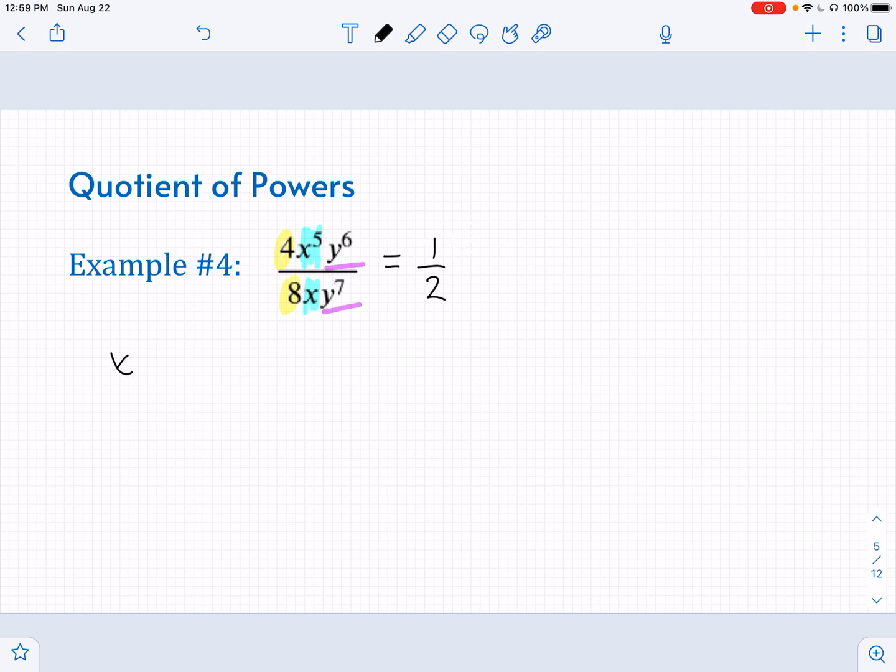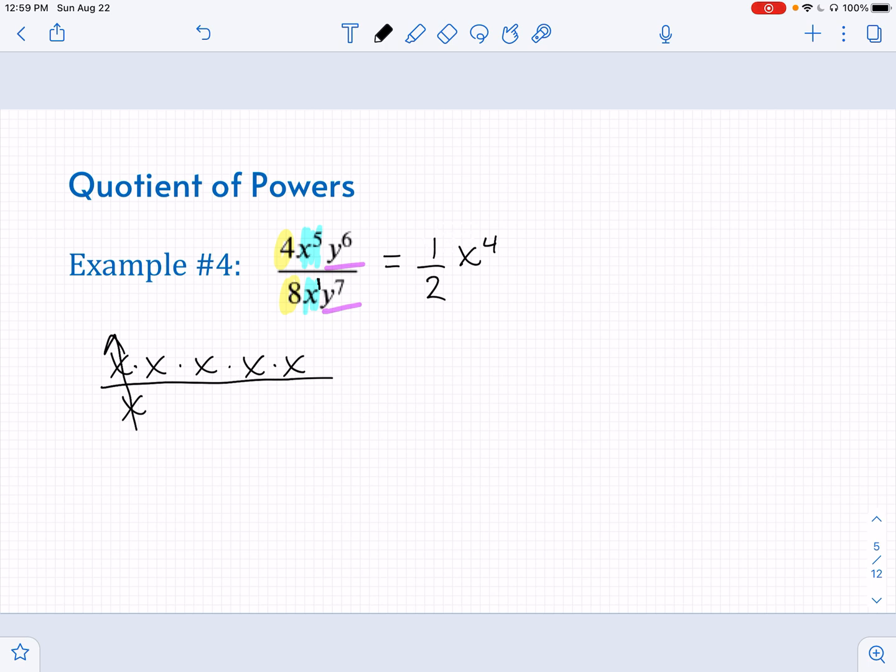But if I have 5 x's in the numerator and 1 x in the denominator, then one pair is going to divide out, x over x equals 1. So you're left with x to the 4th. Which makes sense because you have the same base and you're dividing, so you can simply subtract 5 minus 1.